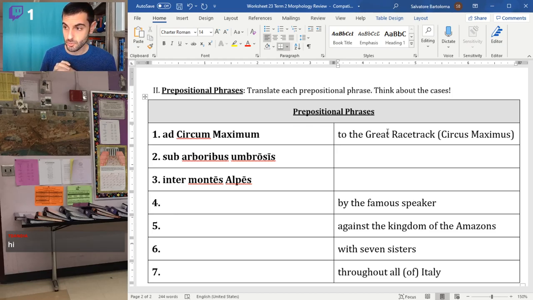Number two, sub means under. Arboribus, think about Arbor Day, Arboretum. An arbor is a tree. Umbrosis, umbra is a shadow. So if you're describing them as arboribus umbrosis, it means shady, right? They have a lot of shadows, so they're shady. Under the shady trees.